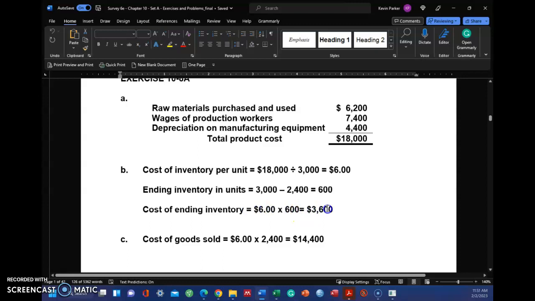And the cost of goods sold, the same thing. We sold 2,400 units. We know there's $6 a unit as the cost. $6 a unit times 2,400 is 14,400. That's how you get the cost of goods sold.